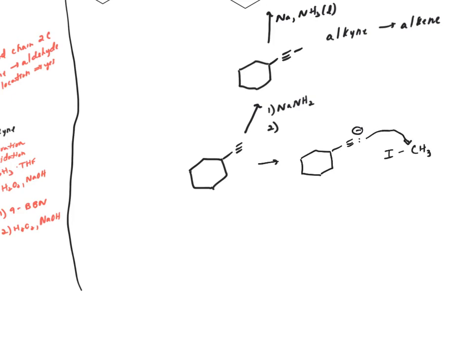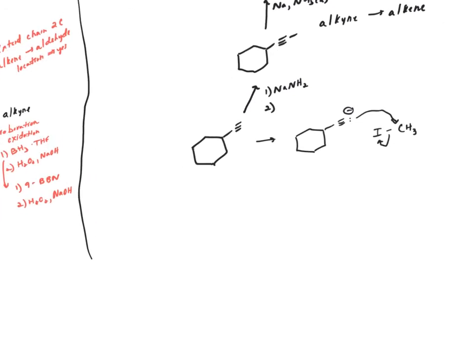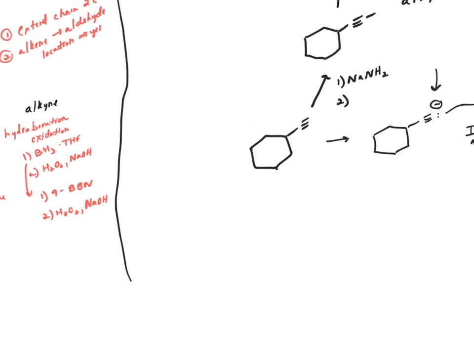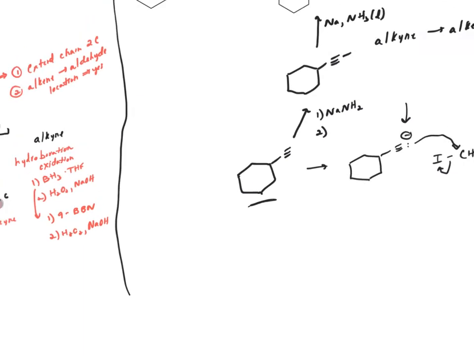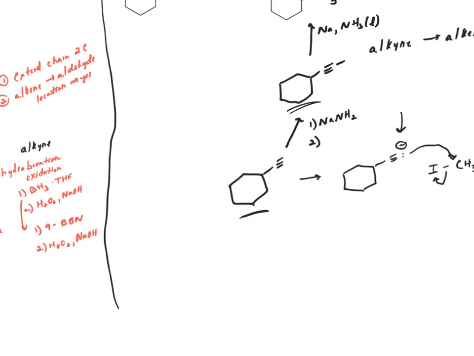Again, this guy's going to attack the alpha carbon, the carbon attached to the halogen. The halogen is going to leave, and that would extend our carbon chain by 1 carbon, okay? Again, I'm not concerned about the mechanism. I just want to know what the reagents are that are going to get me from here to here, right? So if I combine my starting material with sodium amide in the presence of a methyl iodide, that would take me from this guy to that guy.